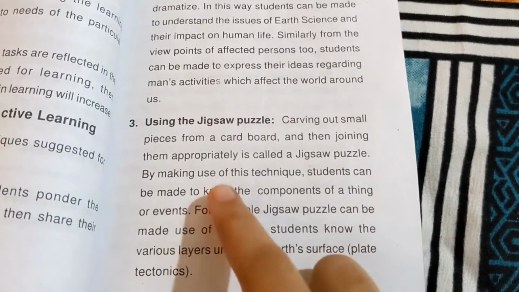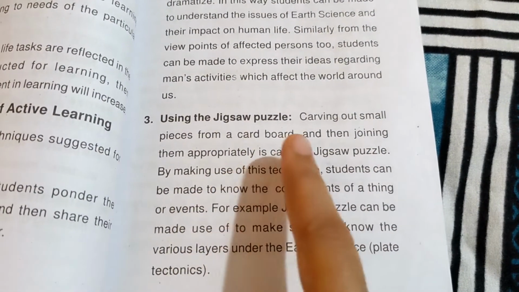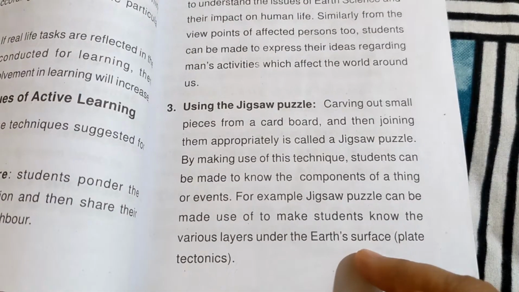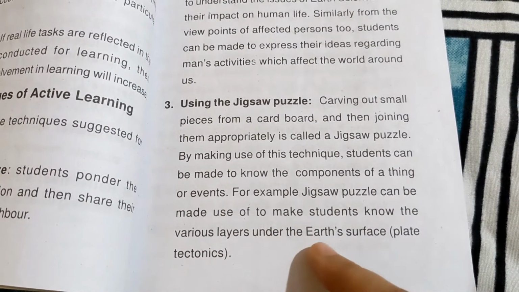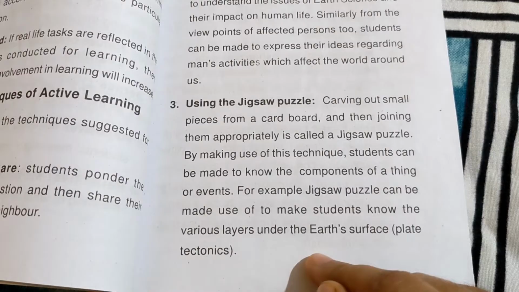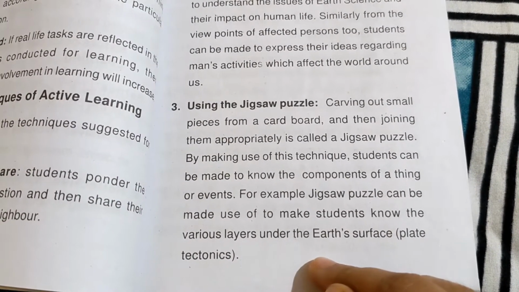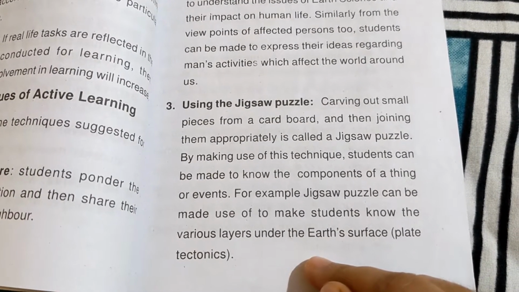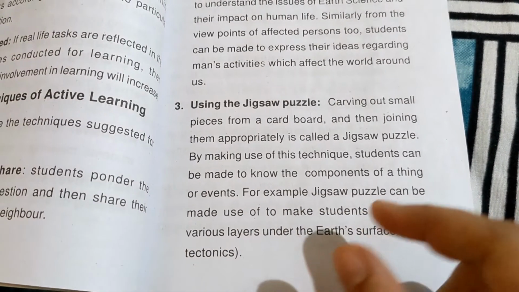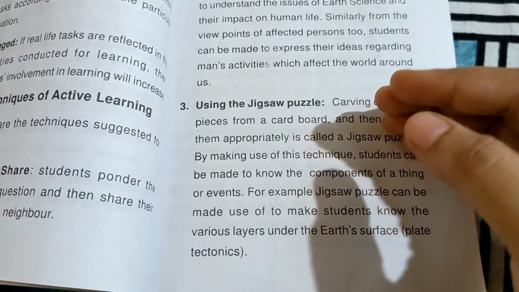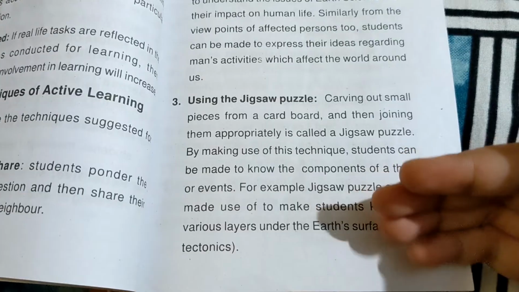The next technique is using the jigsaw puzzle. For example, you can take the various layers under the earth's surface. Now you want to make the students learn the various layers under the earth's surface. When you use a jigsaw puzzle, it will be very easy for you to make the students learn this. In a jigsaw puzzle, a lot of small cutout pieces will be there from a cardboard. When you arrange or join those small cutouts in a correct manner, you can see the entire layer under the earth's surface in order.